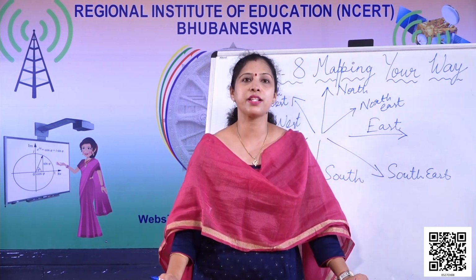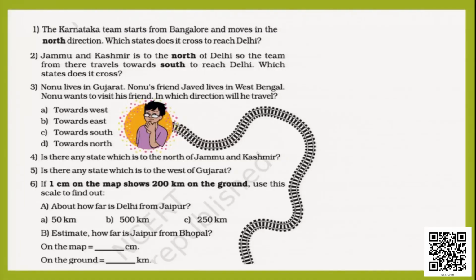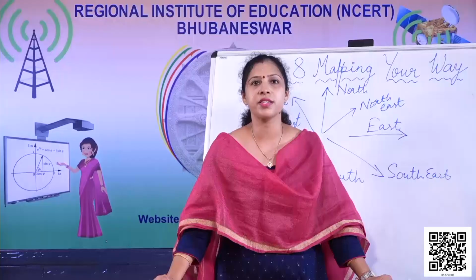Now let's see the next question. Jammu and Kashmir is to the north of Delhi. So if the team is coming from Jammu and Kashmir to Delhi, which direction do they have to take? They have to take the south direction. And to reach Delhi, which states do they cross? So let's see.